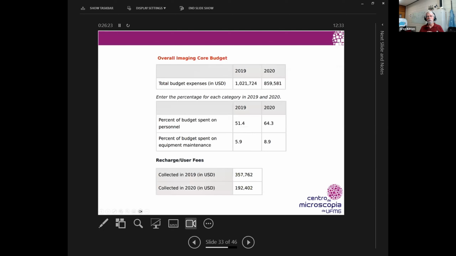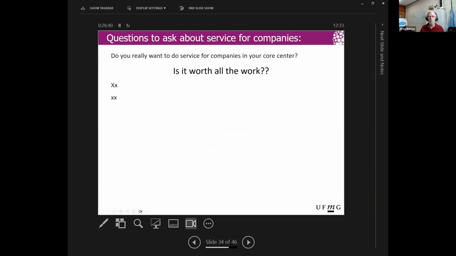So quickly, I won't go through this, but we have our budgets, and usually what we bring in from these companies is on the value of $400,000. This year it will probably be between $400,000 and $500,000 that we bring in from services for companies.